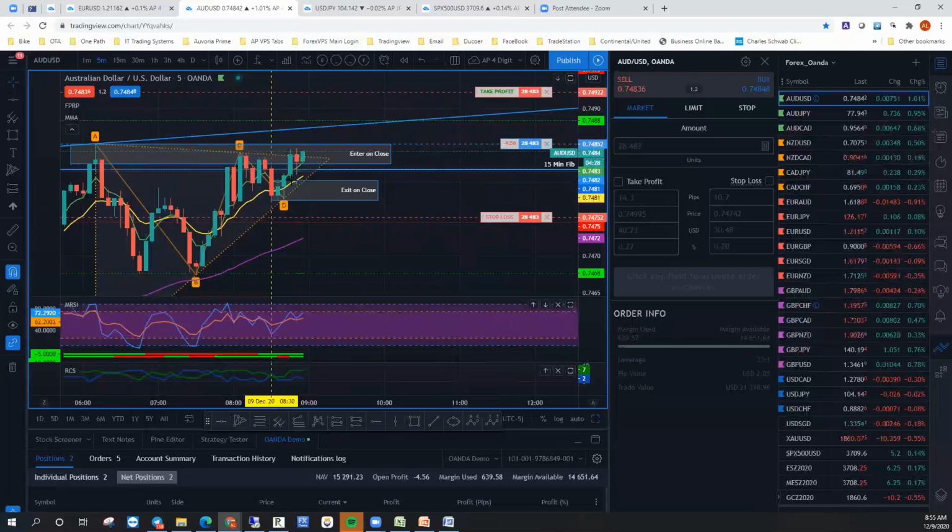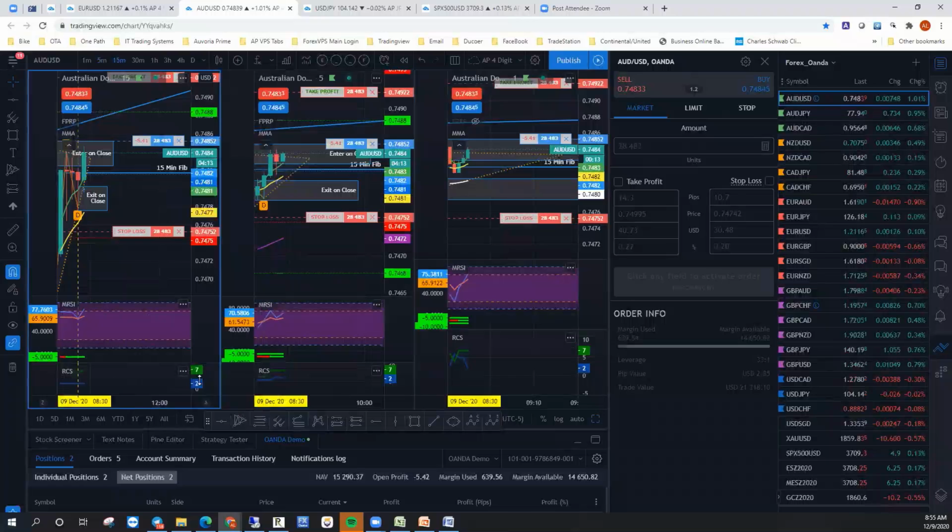The only reason why I like taking this one up here, it wasn't my best choice, but there was strong Aussie strength to the dollar. That hasn't really wavered much on the 15. It's still showing strong 7 in the 2. So you've got the opposite extremes on both of those.